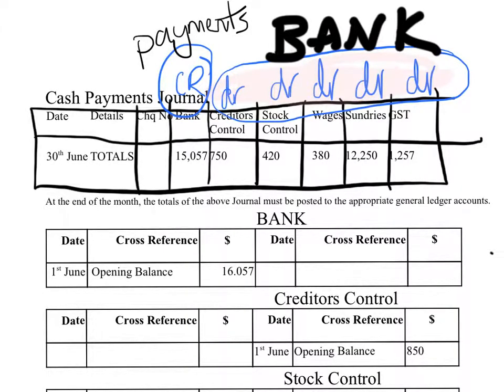All right, so let's put the information in. First of all, we're at the bank account, we're writing on the credit side, bank credit. So therefore, bank on the credit side, put the date, 30th of the 6th. The cross-reference I've just explained to you is this special word called payments. And the amount is the total, 15,057. Tick it off when it's done, because then you won't forget any.